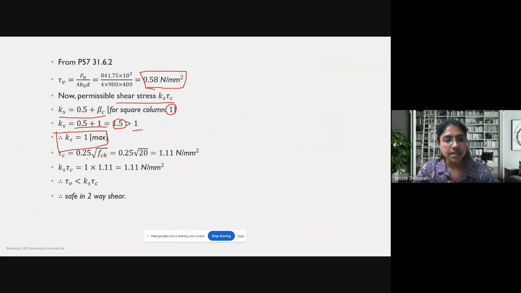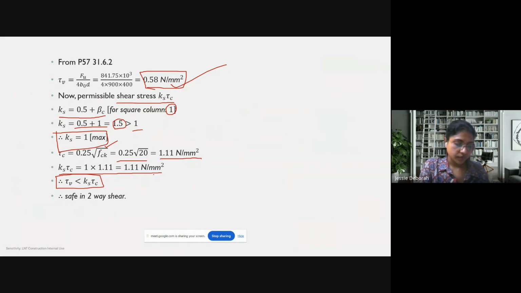Now tau c is equal to 0.25 root over fck. So 0.25 into root 20, that is your 1.11. Ks into tau c is going to be 1 into 1.11. So tau v is less than Ks tau c. Correct? Your tau v is less than this, so it is safe for two-way shear.